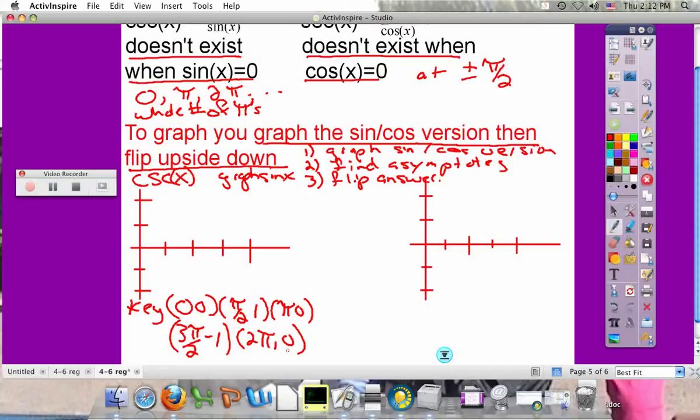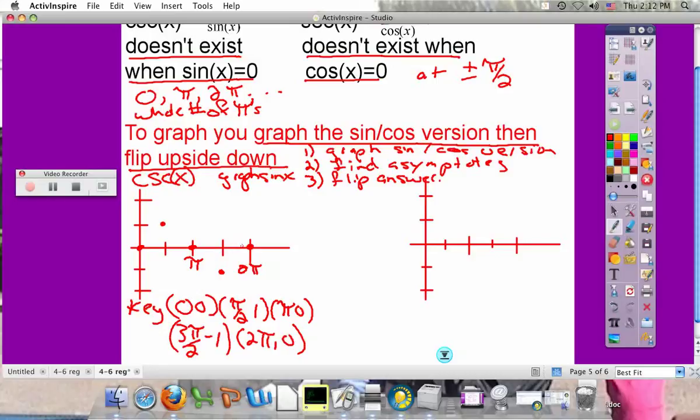So if we graph that, we get 0, here's our pi, and here's our 2 pi. So at a half a pi, we're at 1. At pi, we're back to 0. At 1.5 pi's, we're down to negative 1. And at 2 pi, we're at 0 again.